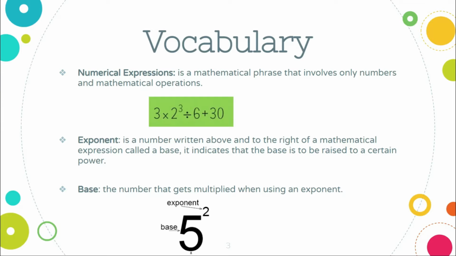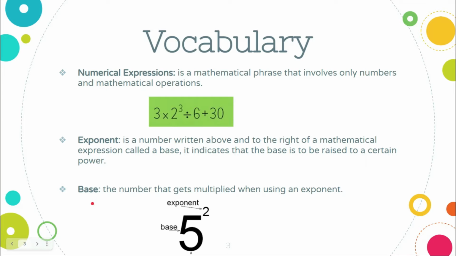An exponent is a number written above and to the right of a mathematical expression called a base. It indicates that the base is to be raised to a certain power. So here in this numerical expression, we have an example of an exponent. The exponent is the small number to the right of the base. Okay, and this is read 2 cubed or 2 to the third power.